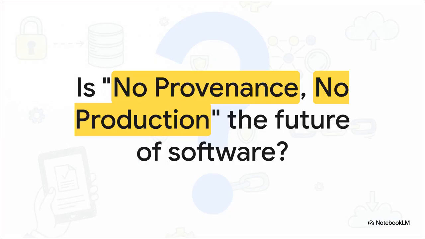So that leaves us with one last big question to chew on. As you're thinking about your own futures in tech, ask yourself this: is no provenance, no production the future of software development? Are we heading toward a world where shipping code or deploying an AI model without a verifiable, trustworthy chain of custody is seen as, well, professional malpractice? Is this what it's going to take to build software responsibly? Food for thought.